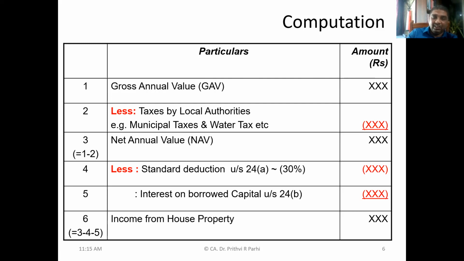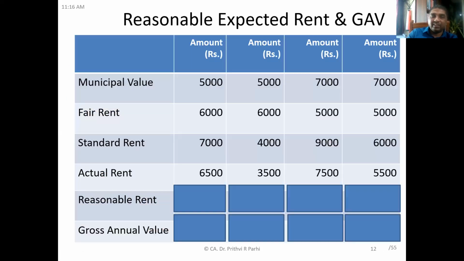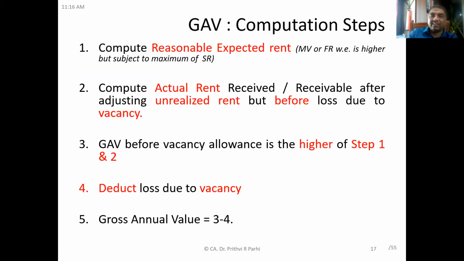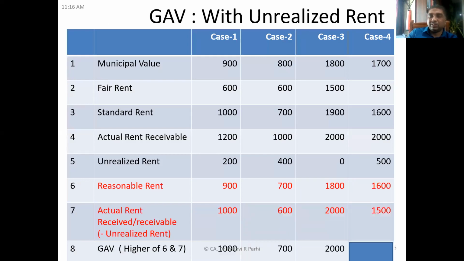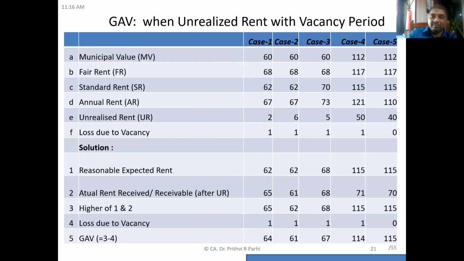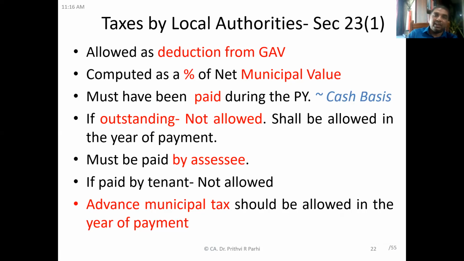Now let us see what are the taxes that are to be deducted and how that will be deducted. Let us learn that concept. Once GAV is over, we are in the process of calculating NAV. For that, taxes imposed by local authorities have to be deducted, and this provision is explained in section 23(1). So these are the deductions. The taxes are allowed as deduction from gross annual value.